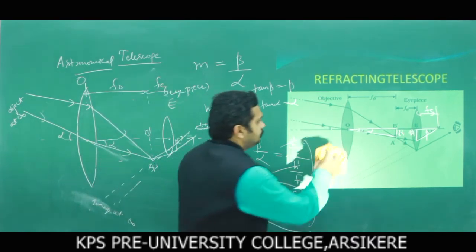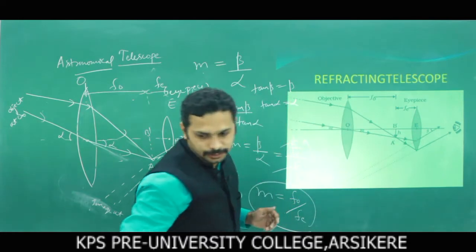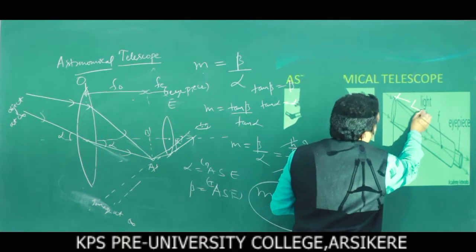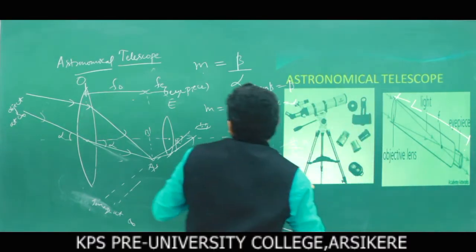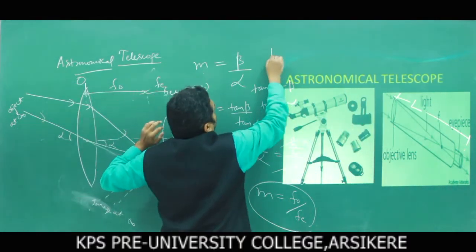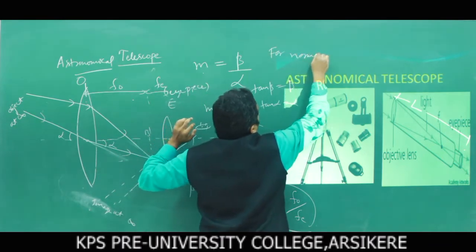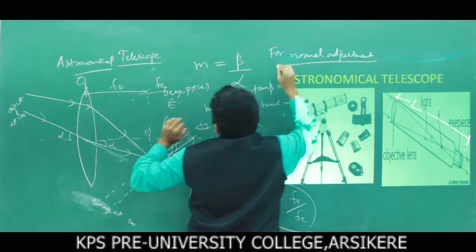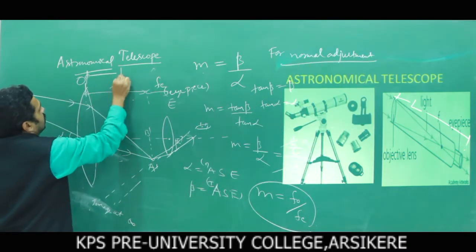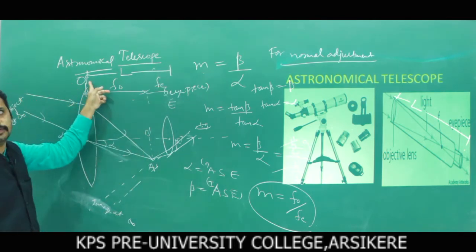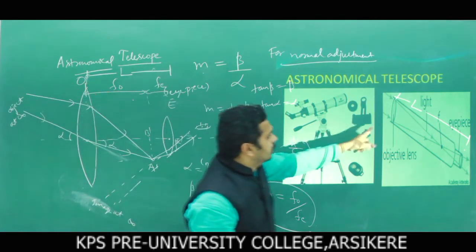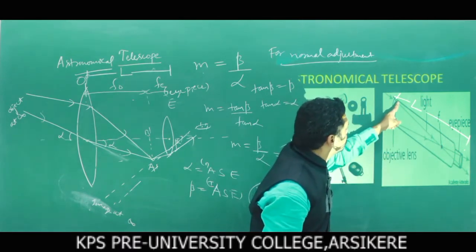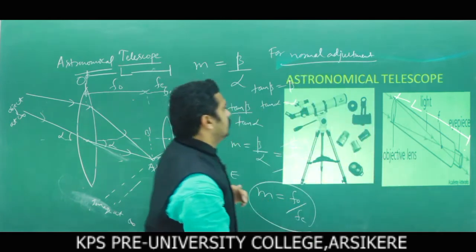Now look at here. Now this is the tube length L. This is the tube length. Now for normal adjustment, look at here. Now this is the tube length. What is L? It is the distance between the objective lens and the eyepiece lens. Here this is the objective lens. Now this is the eyepiece lens. The L is the distance between the objective lens and the eyepiece lens.